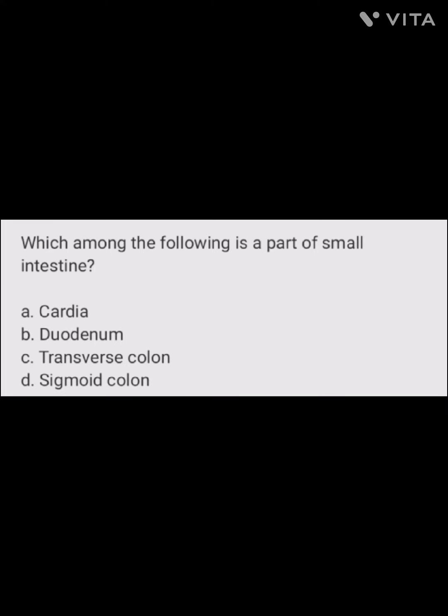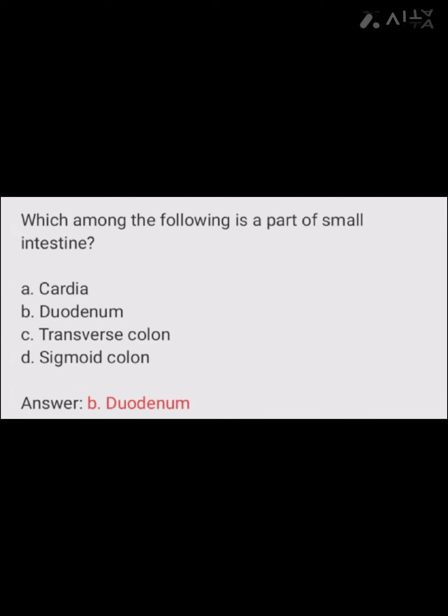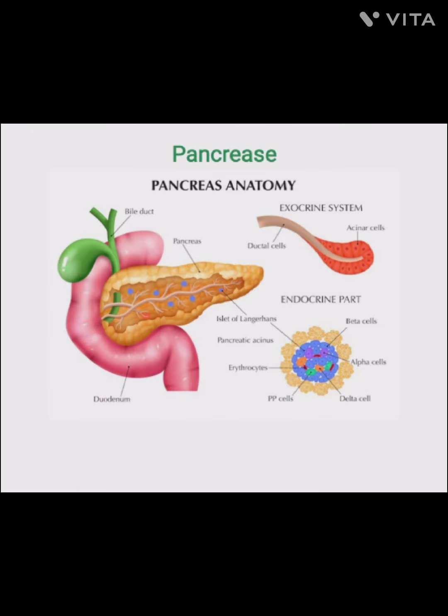Duodenum. Which among the following is a part of small intestine? A. Cardia, B. Duodenum, C. Transverse colon, D. Sigmoid colon. And the answer is B. Duodenum. Next we will see pancreas.